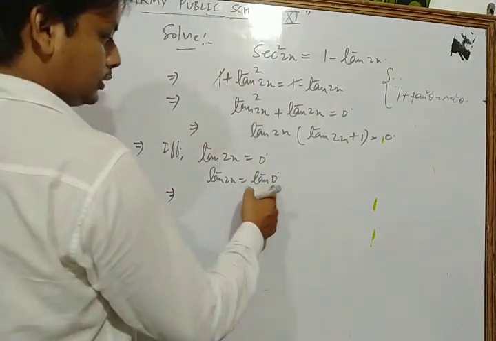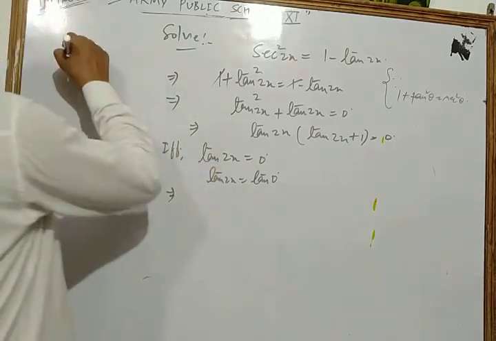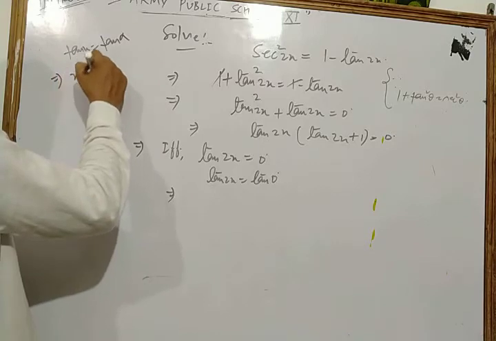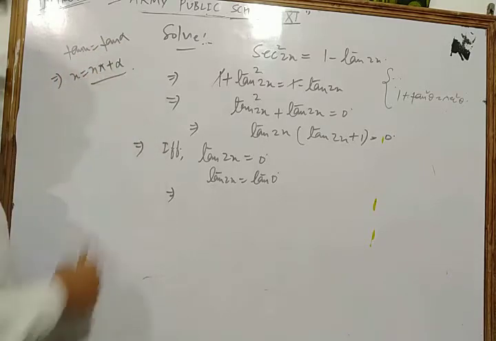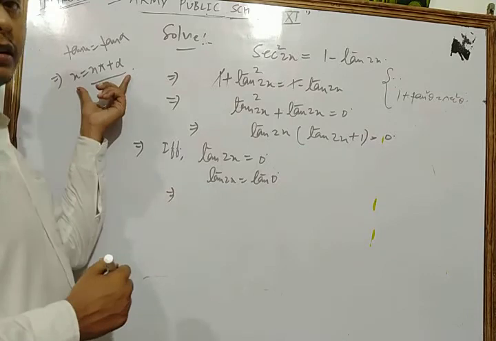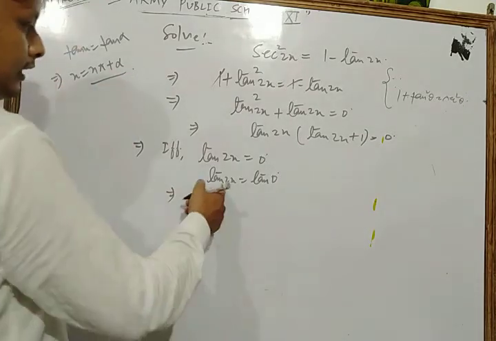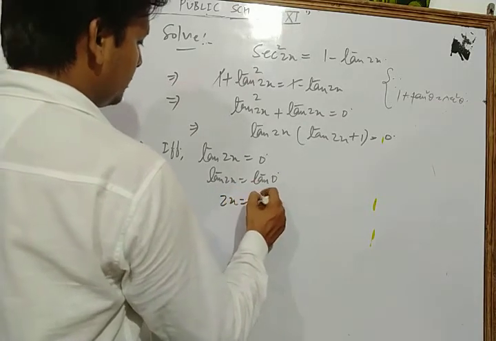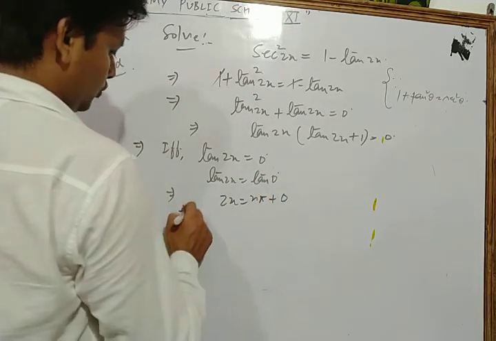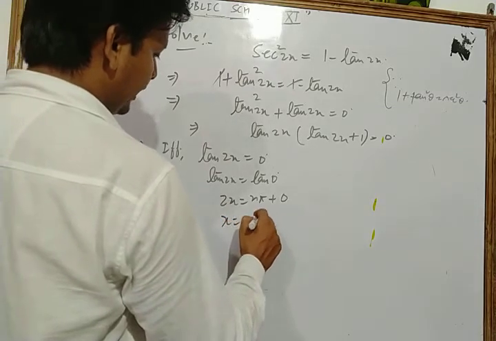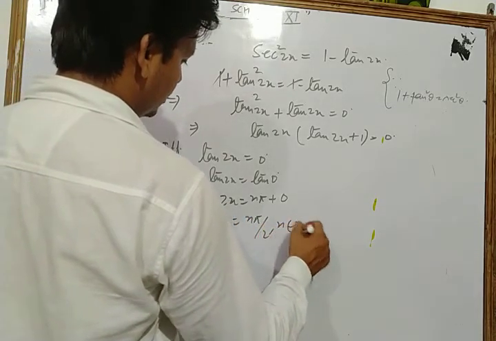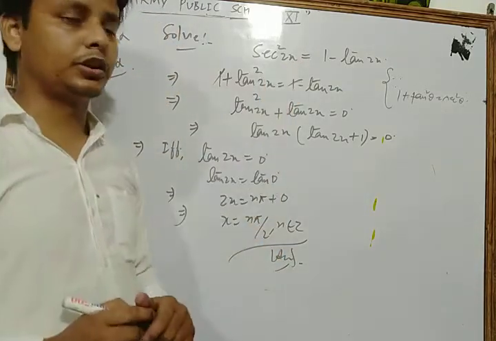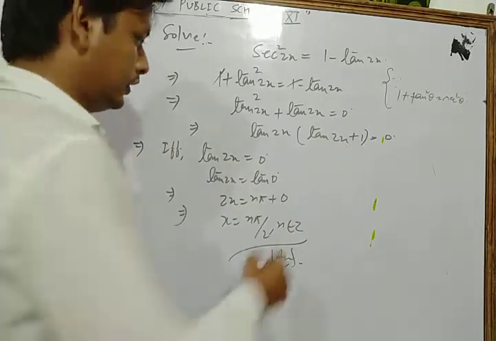Now we get tan x is equal to tan alpha. Then we know that if tan x is equal to tan alpha, then the general solution of this equation is x is equal to n pi plus alpha, right? In previous class we discussed this formula. Now here 2x is equal to n pi plus alpha, where alpha means 0. So we get x is equal to n pi by 2, where n belongs to Z. This is one solution of the given trigonometric equation. Now we take the other factor.